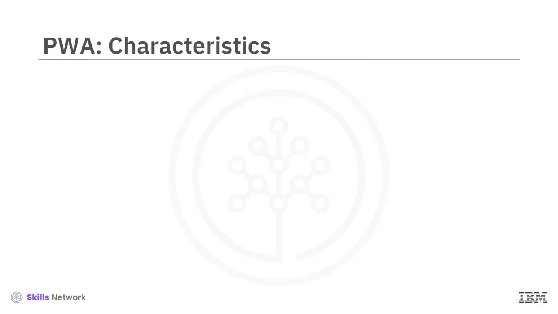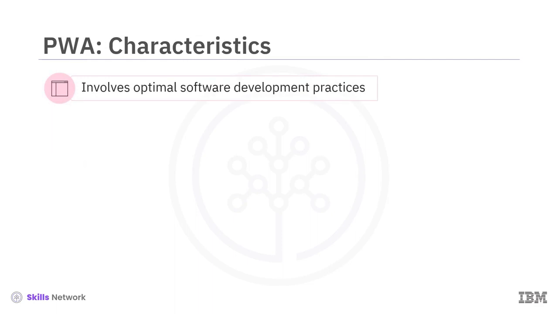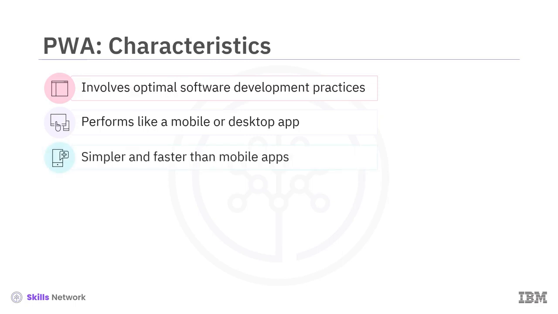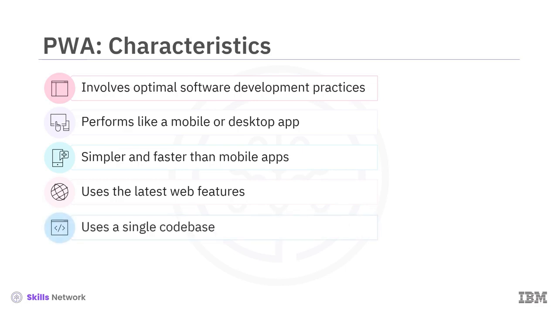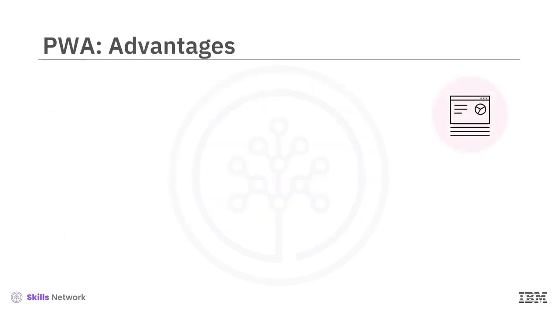Let's now understand the characteristics of PWA. PWA development involves a set of optimal software development practices that aim to make a web application perform like a mobile or desktop app. Like mobile apps, PWAs send push notifications and feature an icon on the home screen. These are also simpler and faster than standard mobile apps and are shareable through URLs. These applications use the latest web features to improve capabilities and stability, which allows anyone to install what you built on any device using a single codebase. Now that you understand what PWAs are, let's learn about their advantages and disadvantages.